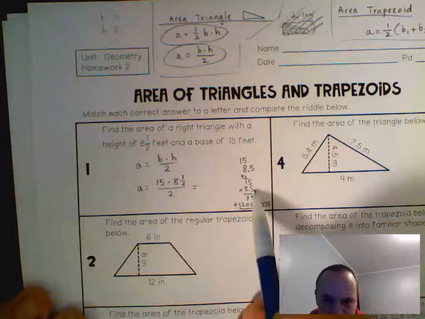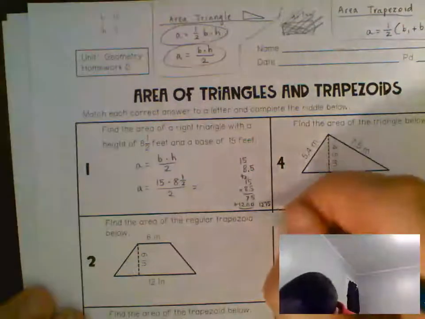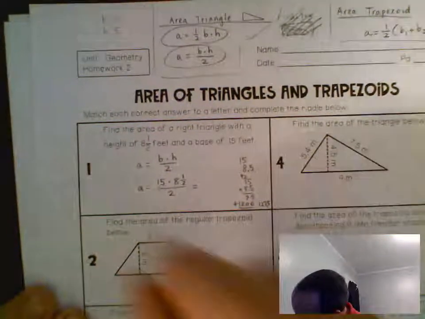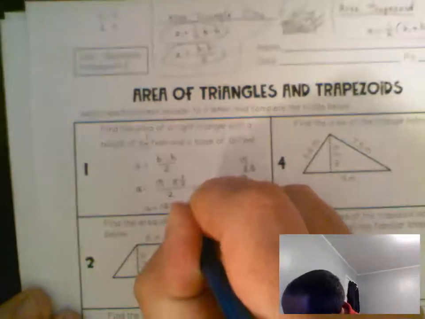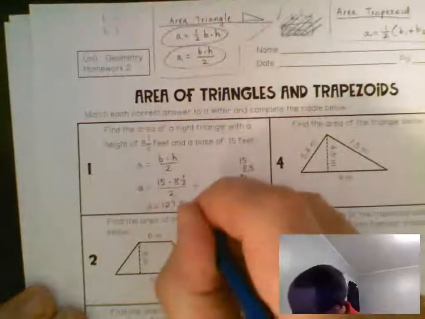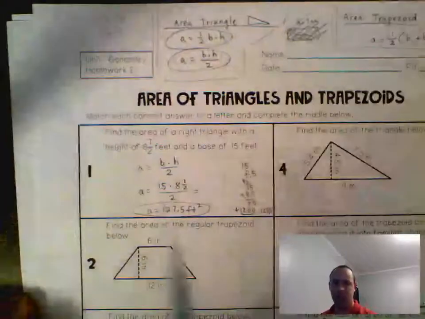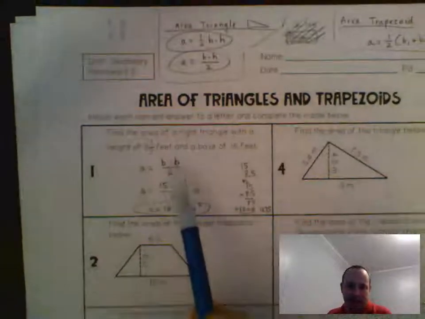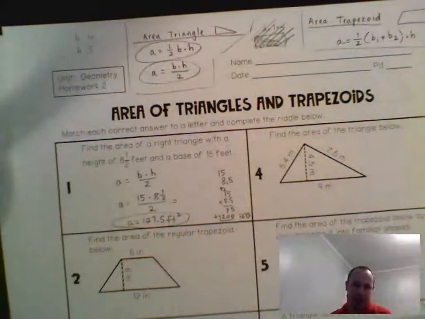And since my decimal comes over once here, it's going to have to come over once here. So my area is 127.5, and that would be feet squared. And the reason why it's feet squared is because if you have feet times feet, that's feet squared, feet to the second power, okay?